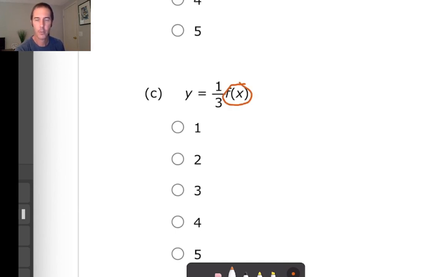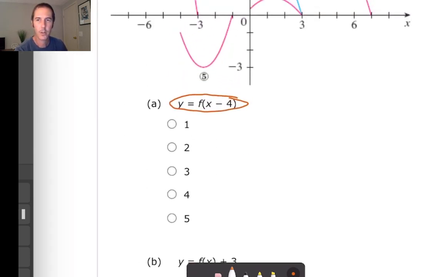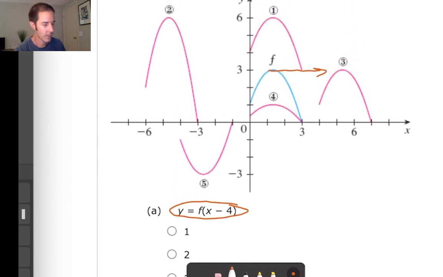You take an x value, plug it in, you get out a y value. Except here, before we assign that y value to our new y coordinate, we're going to take that original y value and multiply it by 1/3. So all of our y values are only going to be 1/3 of what they used to be. And visually, graphically, this is actually an interesting one to look at.